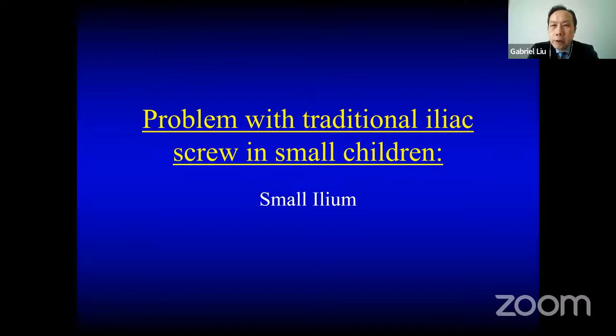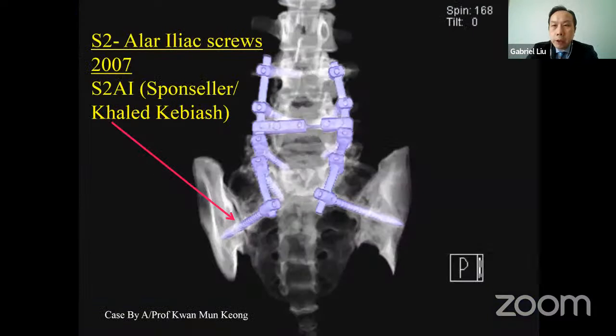The other problem with the traditional iliac screw, particularly in children, is that the ilium is not well formed in children. Most of it is cartilage, and as a result the traditional iliac screw may not be possible. This led to the development of the S2 ALA iliac screw by Dr. Pons from Johns Hopkins, particularly developed for children. As he continued to develop it, his colleagues from Johns Hopkins who do adult deformity, such as Kebaish, used the same screw in adult deformity.